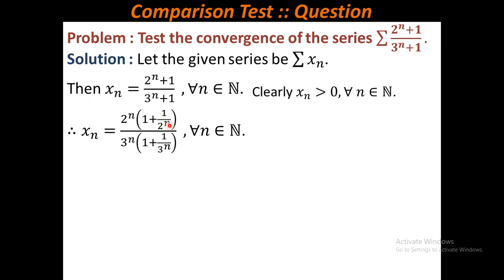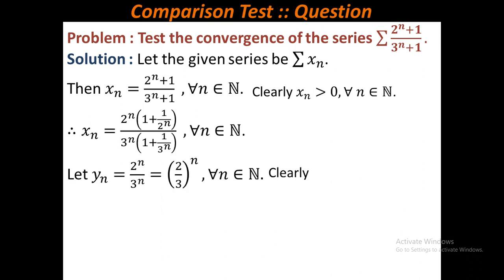You know that in the chapter on series, r to the power n tends to 0 as n tends to infinity if mod r is less than 1. Here r is half. Otherwise, a geometric series is convergent if the magnitude of the common ratio is less than 1. Now you have to remove those terms. For that purpose, you take yn as 2 to the power n by 3 to the power n, that is, 2 by 3 whole to the power n. Clearly, yn is greater than 0. So here xn and yn are both series of positive terms.